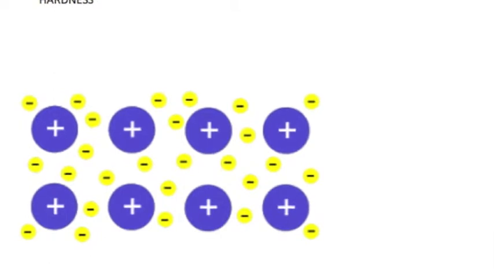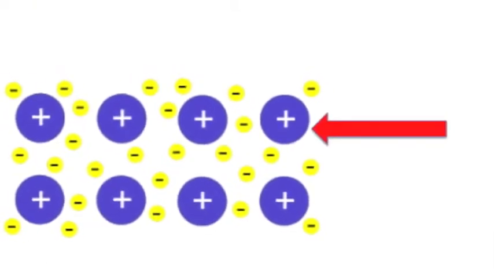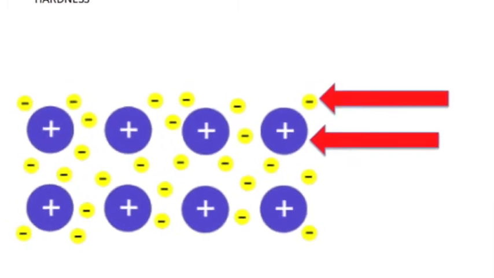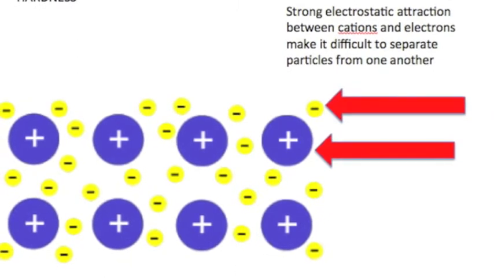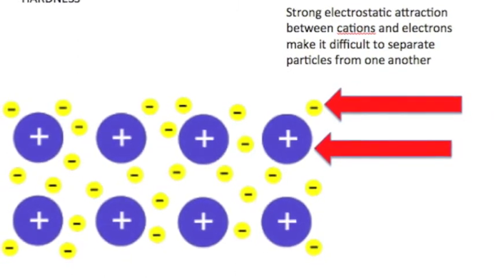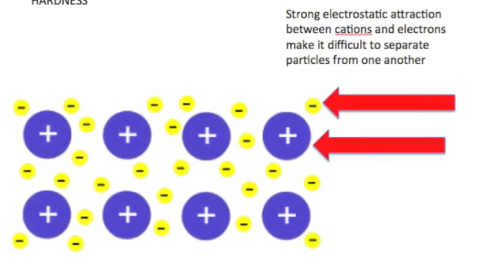Up first is hardness. Here on the model you can see a cation and an anion. The reason why metals are hard is because strong electrostatic attraction between cations and electrons, or the anion, makes it difficult to separate particles from one another.